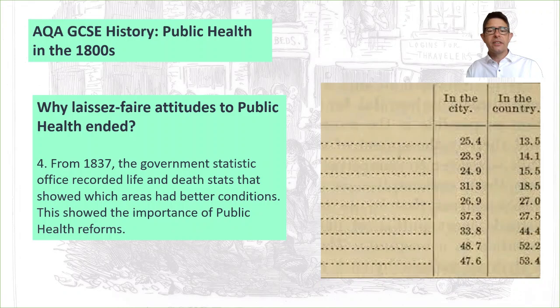The fourth idea is government statistics. The government had been tracking death rates and life expectancy, etc. since 1837. They could now see the impact of the public health reforms. Places like Leeds, that had brought in the Public Health Act of 1848, their life expectancy went up. Fewer people were dying of diseases like cholera. And in London, after the sewers of Bazalgette were brought in, life expectancy went up. Fewer people dying of cholera. A pattern emerged that public health reforms were doing good.